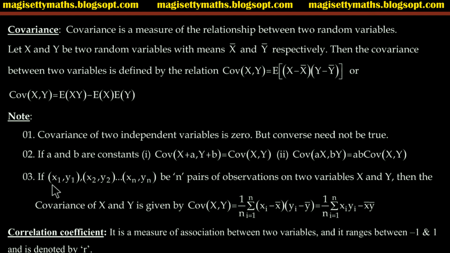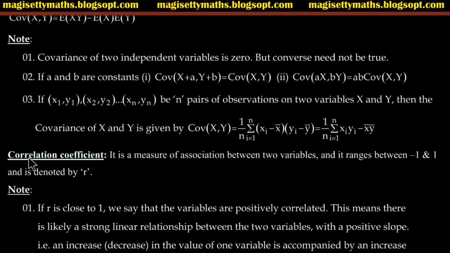Third point, if (x1, y1), (x2, y2) and so on (xn, yn) are n pairs of observations on two variables x and y, then the covariance of x and y is given by covariance of x comma y equals 1 by n into summation i equals 1 to n of (xi minus x bar) into (yi minus y bar), or 1 by n into summation i equals 1 to n of xi yi minus x bar y bar.